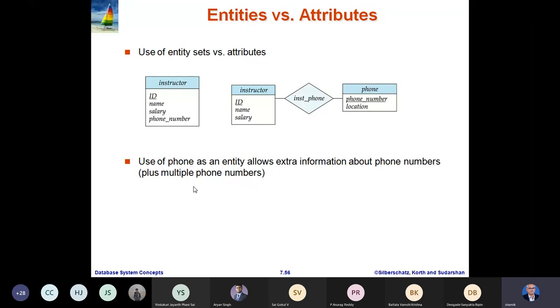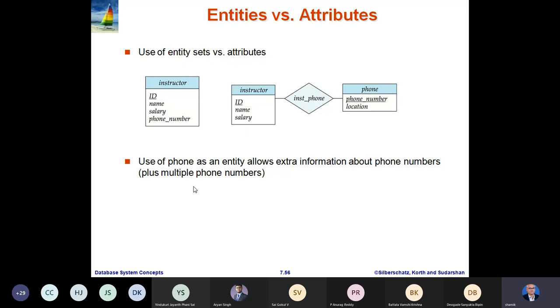Okay. So as you can see, use of phone as an entity allows extra information about phone numbers. And what type of relationship is it between instructor and phone? Is it one to many, many to many, one to one? What do you think? Many to many. Yeah, perfect. So this is many to many.